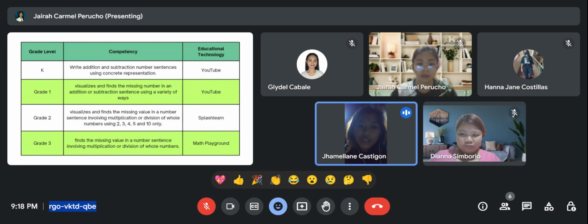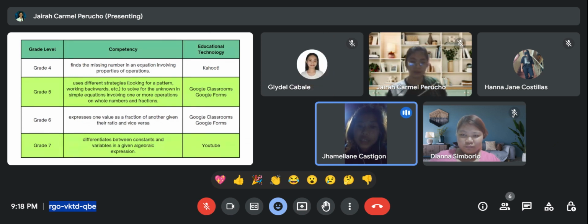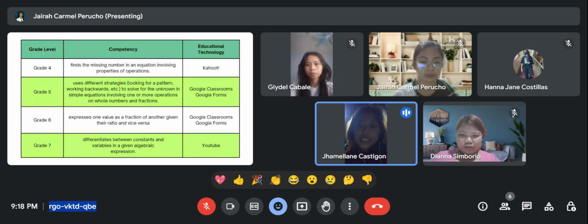Next is for the grade 4 level. In this competency, Kahoot, the educational technology, can be used to create interactive quizzes and games that reinforce finding missing numbers in equations involving properties of operations. Kahoot provides a fun and engaging way for students to review concepts and apply their knowledge, promoting active participation and motivation in learning mathematics.